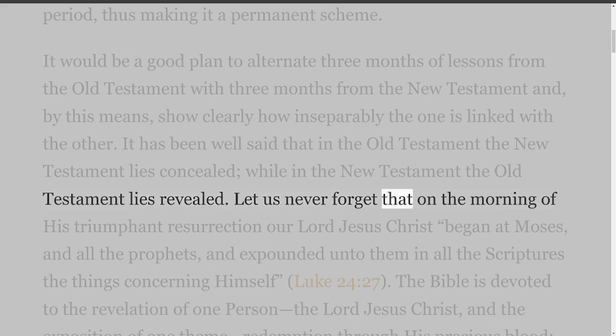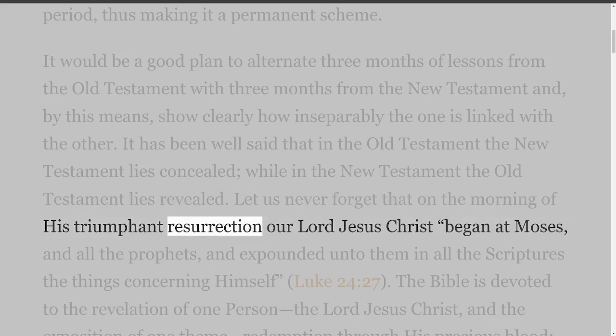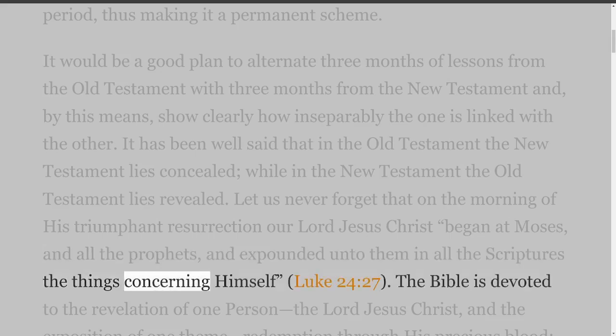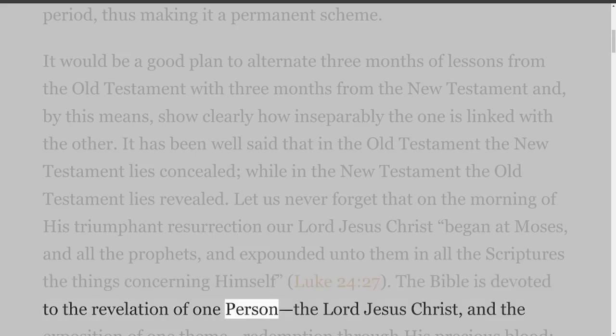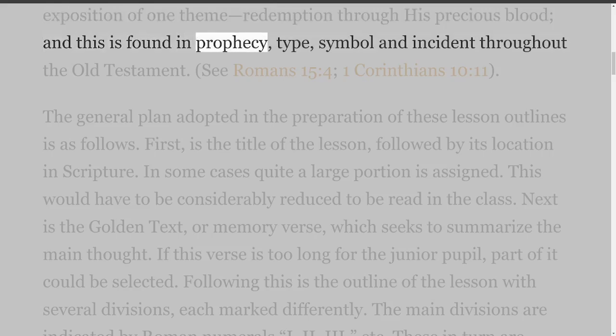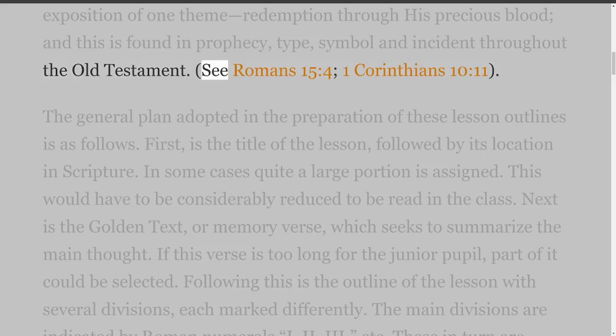Let us never forget that on the morning of his triumphant resurrection our Lord Jesus Christ began at Moses and all the prophets, and expounded unto them in all the Scriptures the things concerning himself. Luke 24 verse 27. The Bible is devoted to the revelation of one person, the Lord Jesus Christ, and the exposition of one theme, redemption through his precious blood, and this is found in prophecy, type, symbol and incident throughout the Old Testament. See Romans 15 verse 4, 1 Corinthians 10 verse 11.